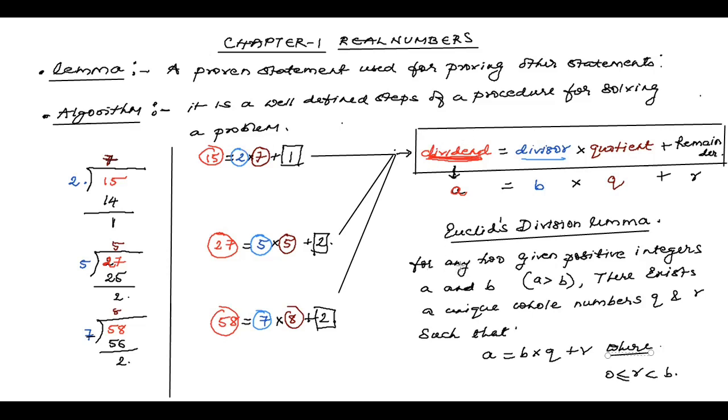For any two given positive integers a and b, there exist a unique whole numbers q and r such that this a is equal to bq plus r, but this r should be greater than or equal to 0, less than b. This condition is very important. r is always greater than or equal to 0, less than b. This condition is very important.